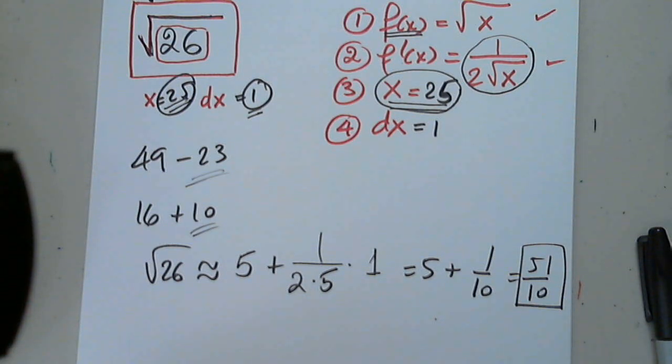The square root of 26 is one thing, and 51 over 10 is 5.1. So they are not exact. They're not identical. But this is, in my opinion, a pretty good estimate. So this is the exact, and this is the approximate using the derivative.